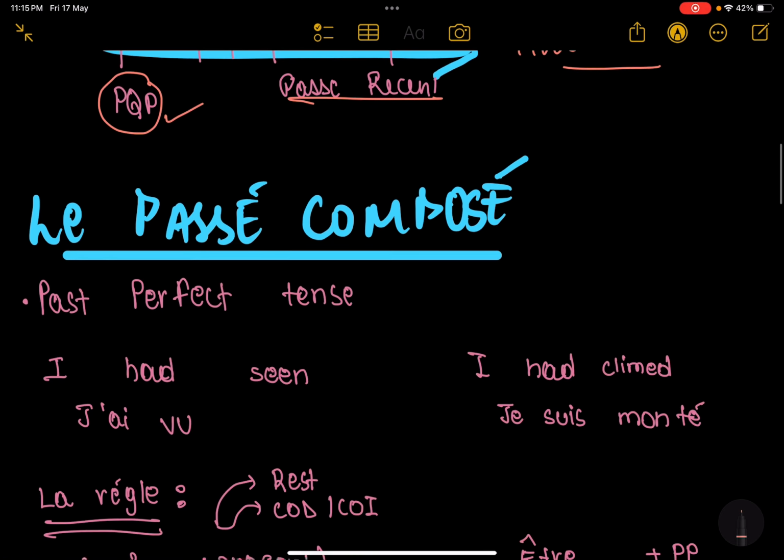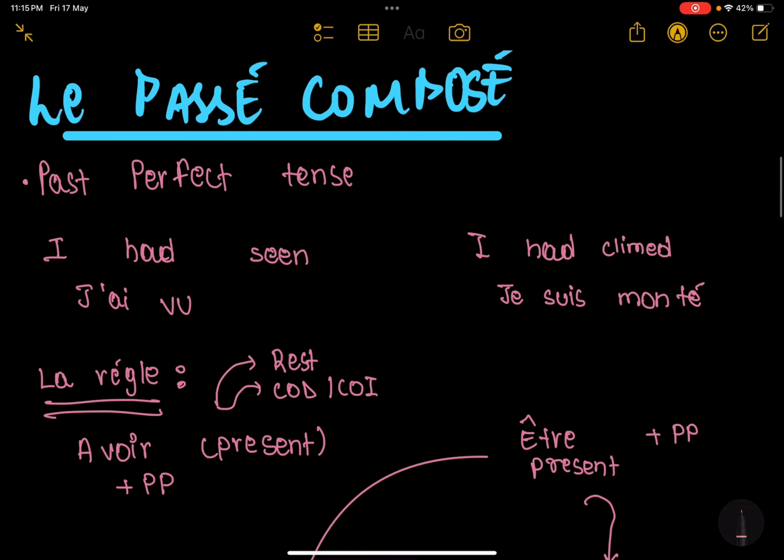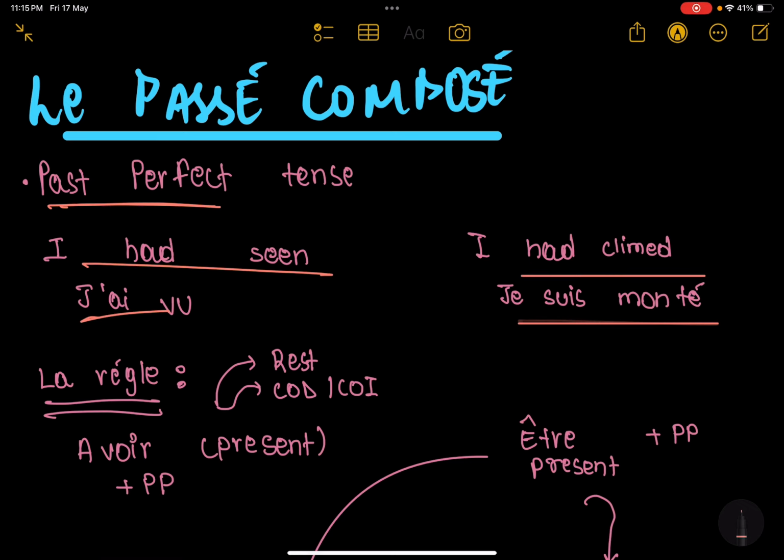The first tense that we have is passé composé. I'm not going to go very in depth in this video, but I'll give you a general idea and tell about the various tenses that we have in the French language, of past, obviously. So the first one is passé composé. This is the past perfect tense. For example, I had seen, j'ai vu, I had climbed, je suis monté.